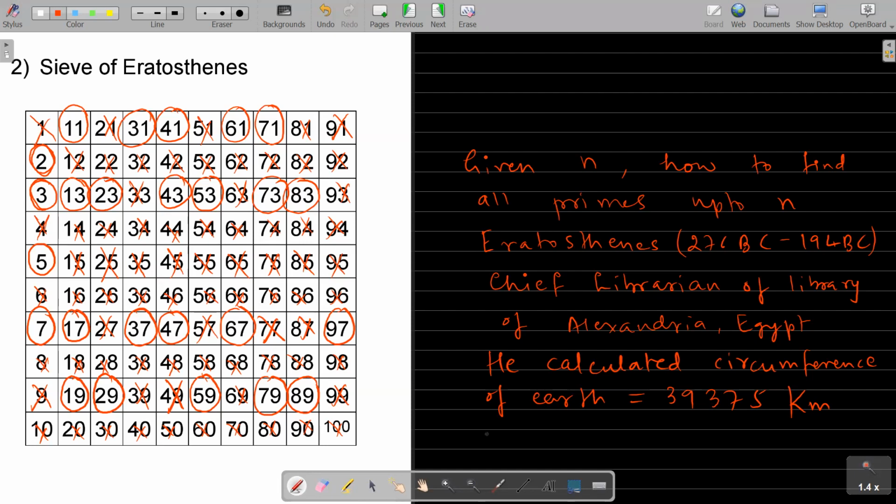And with modern techniques, modern calculation says the circumference is 39941 kilometers. That is very close. So you see, it was so close. In fact, if you compute the error, it's less than 1% of the actual.